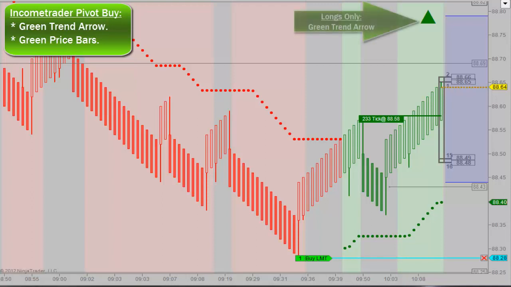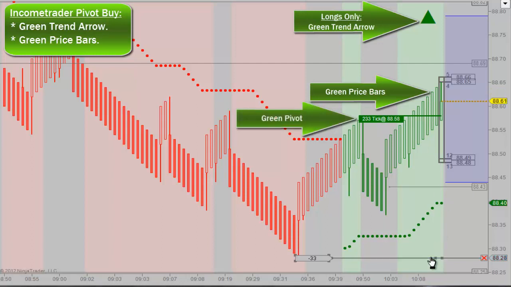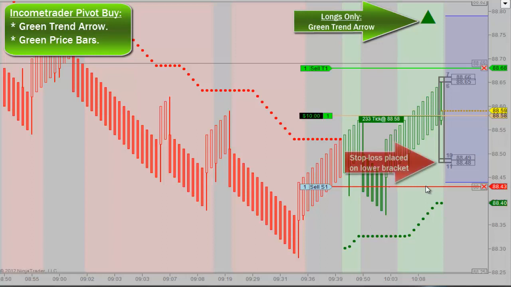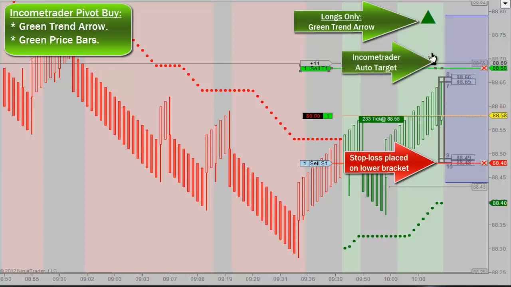Okay, here we are on our crude chart, and you can see that we have a buy here at 88.58. So I'll take this buy limit order, sit down out of the way, put it exactly on 88.58, in which case we're looking for a fill order. And there's our fill. So first thing I do once I'm filled at 88.58 is drag my stop loss up to my lower bracket of the current bar range indicator. Then my target price, I'll move that up to wherever my target area is. In this case, it happens to be right at the exact spot I want it, 88.68, or one tick below the Incometrader auto target.